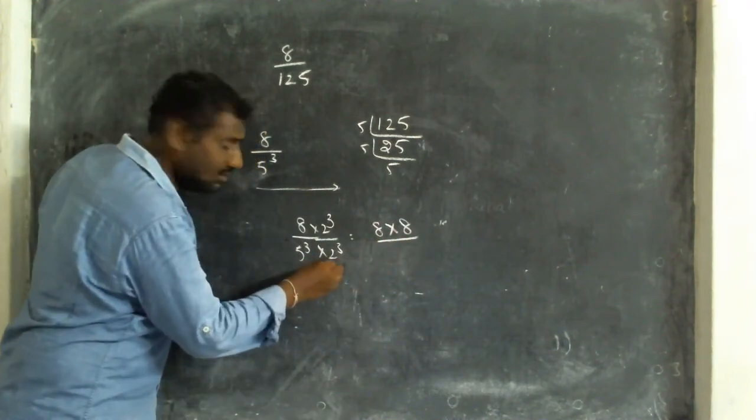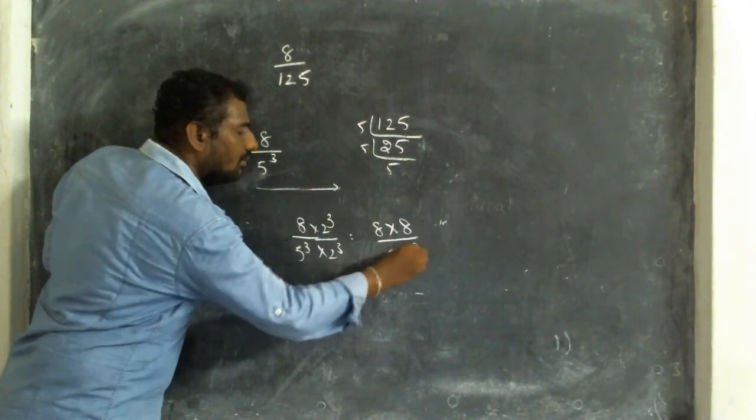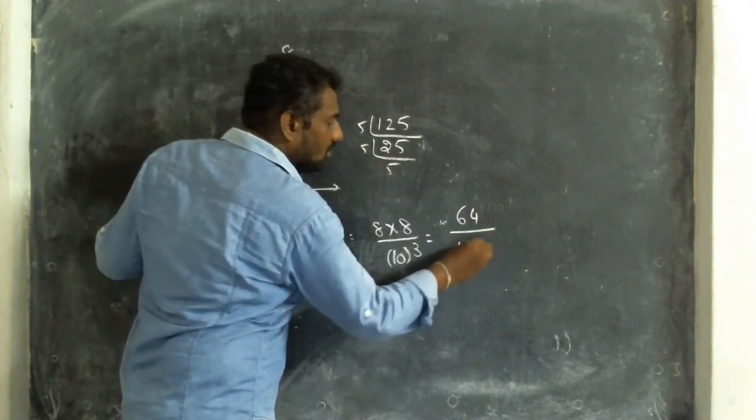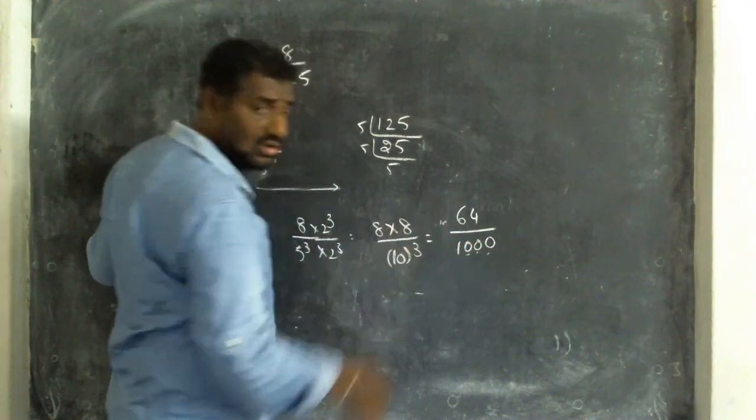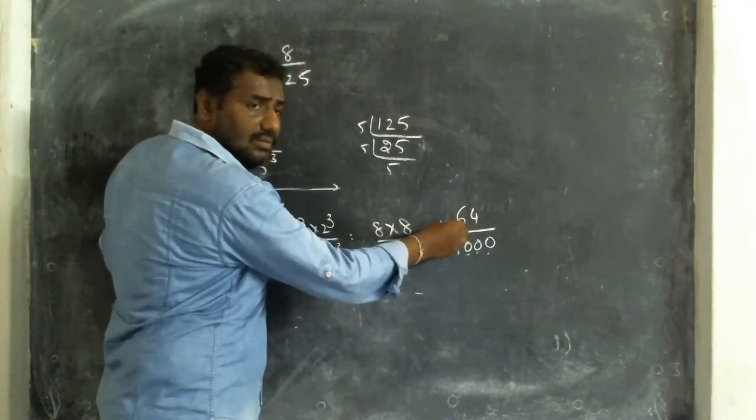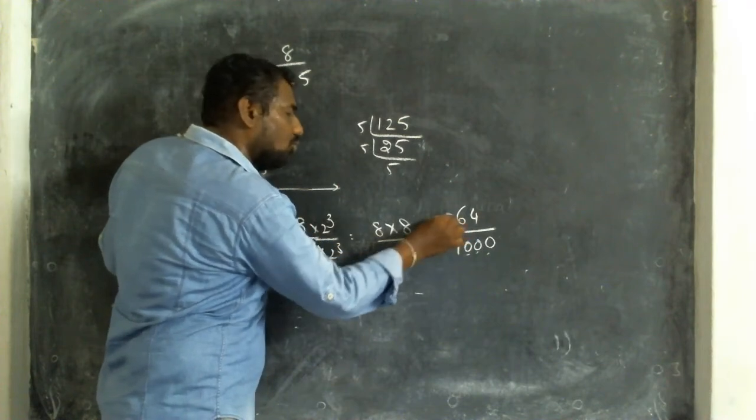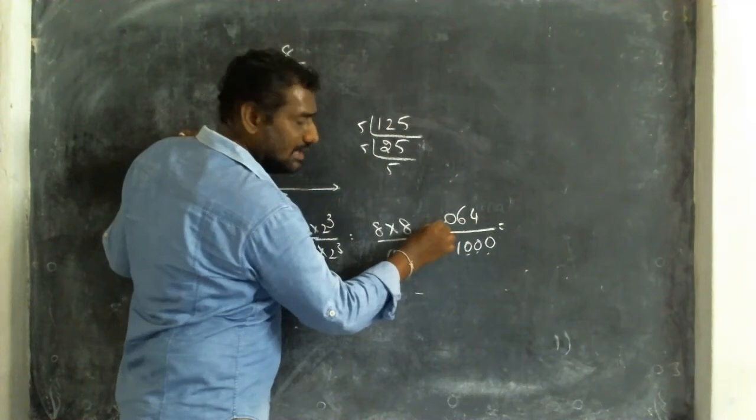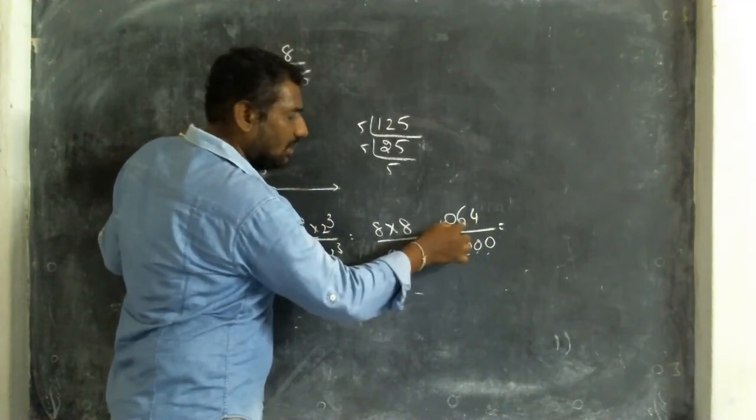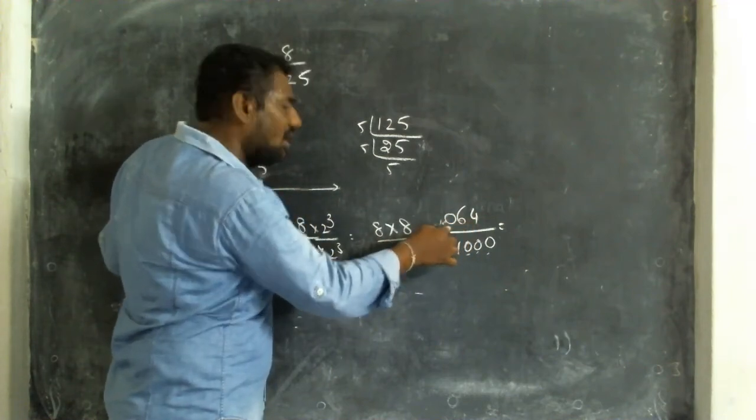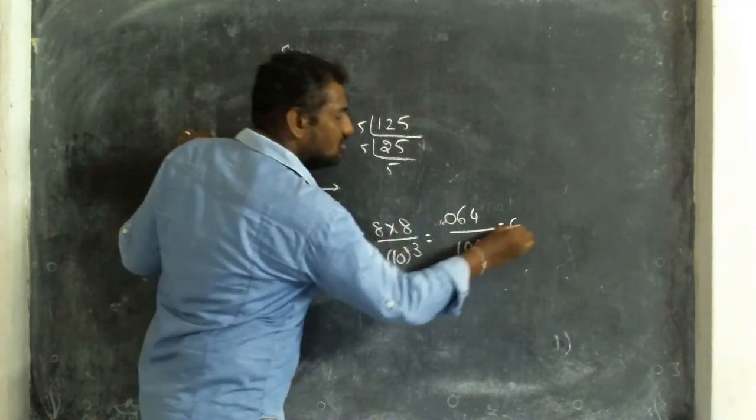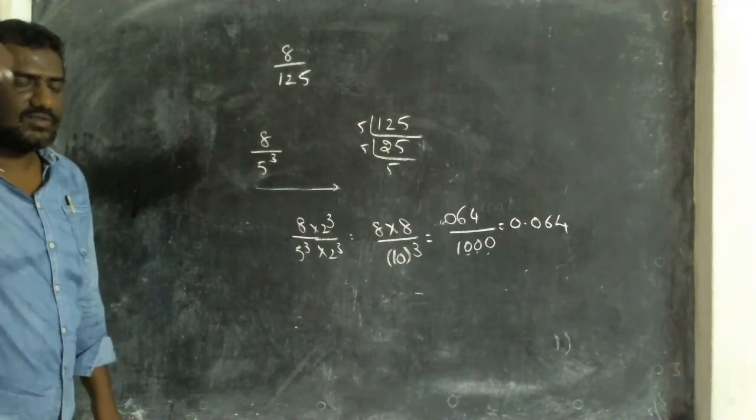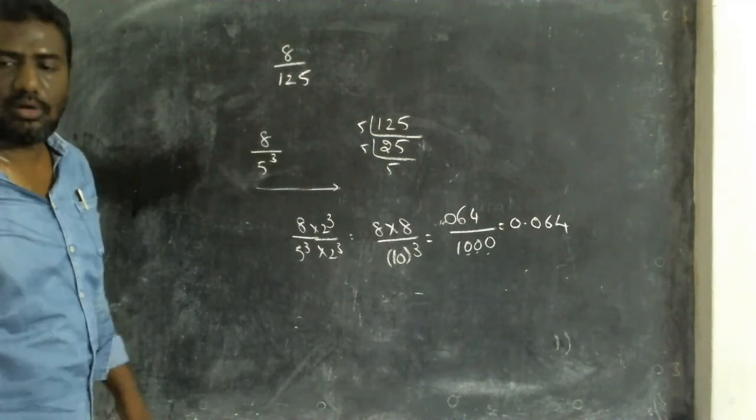5 2's are 10, whole power 3. 8 8's are 64 by 1000. Now 3 zeros are there, but in 64 only 2 numbers are there. The third number is not there, so you put 0. Now 1, 2, 3. After 3 numbers you put the decimal. We'll get 0.064. So this is the way of doing the problems.